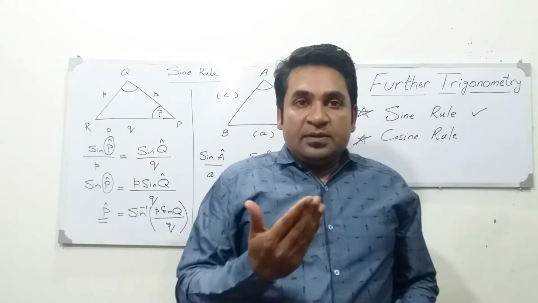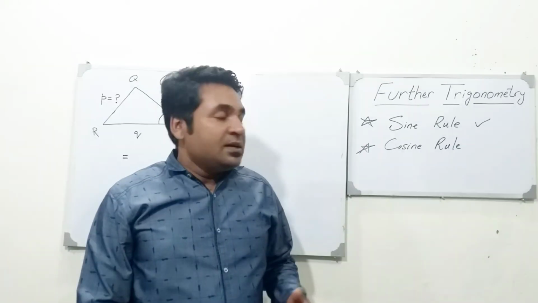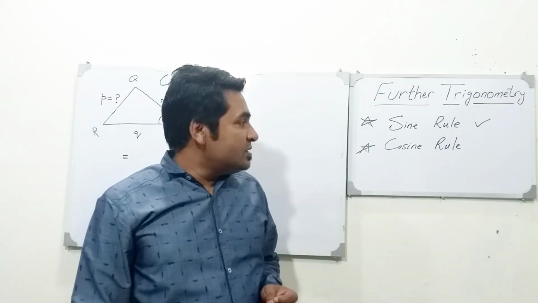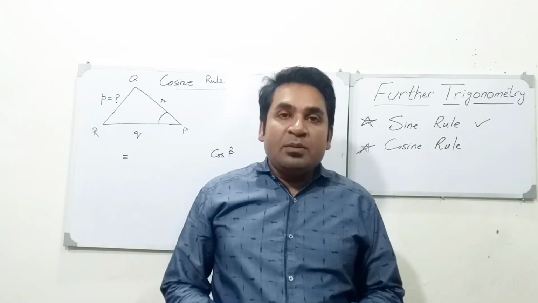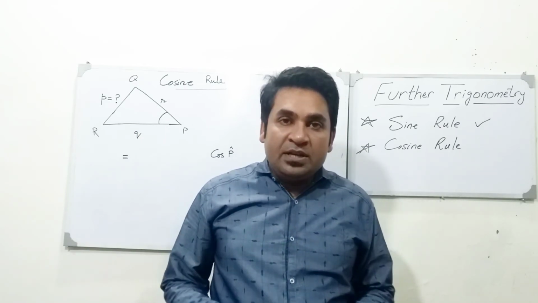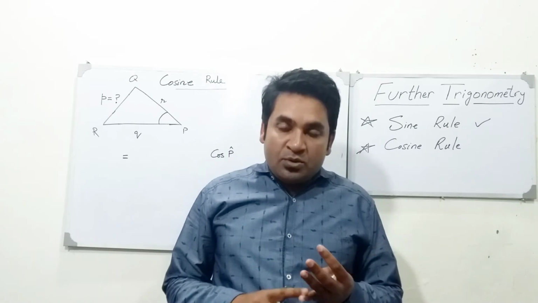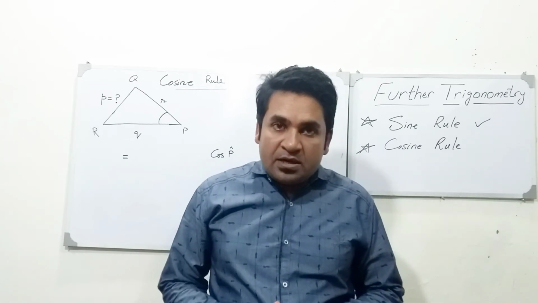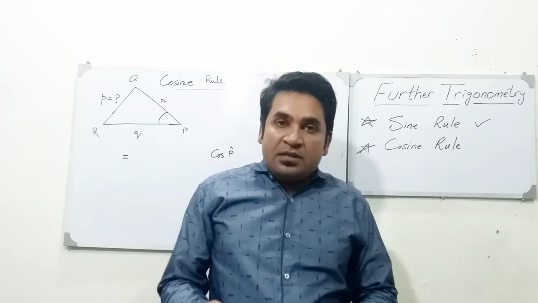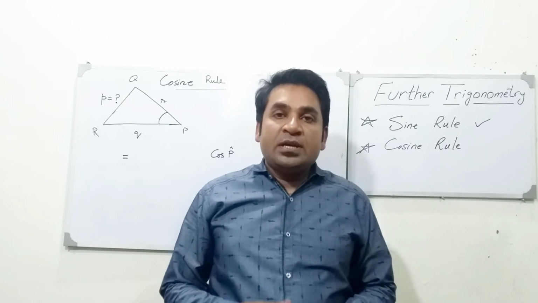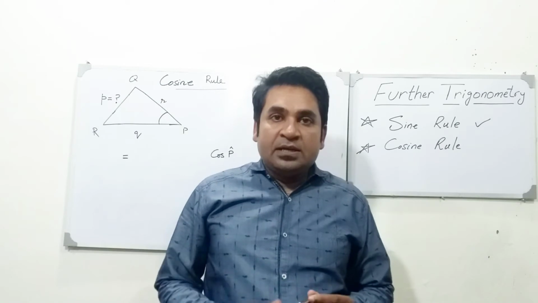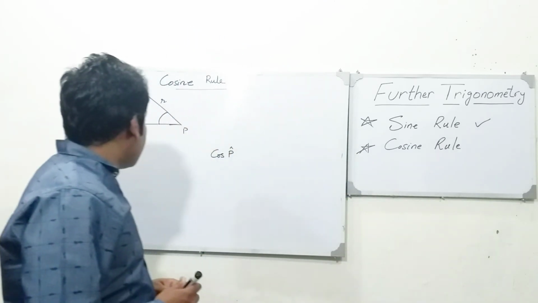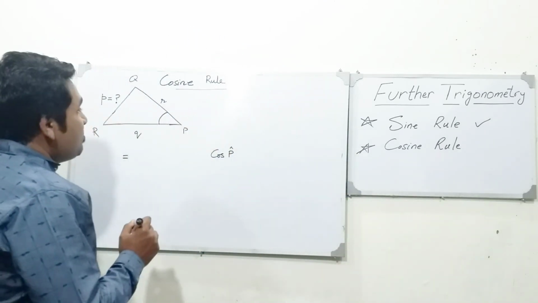So now we are going to discuss the cosine rule. Again, we will be dealing with the same problem, finding any unknown angle or any unknown side. There is another rule, called the cosine rule, which helps us find any unknown angle or any unknown side. How to memorize it is a very important thing.